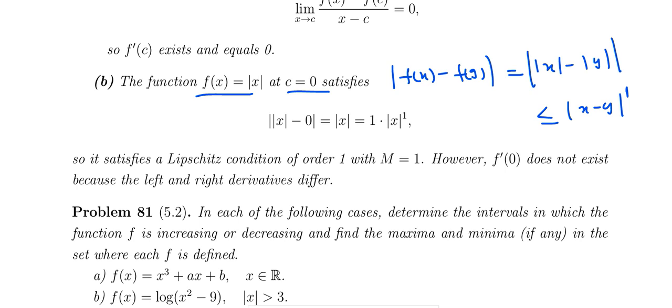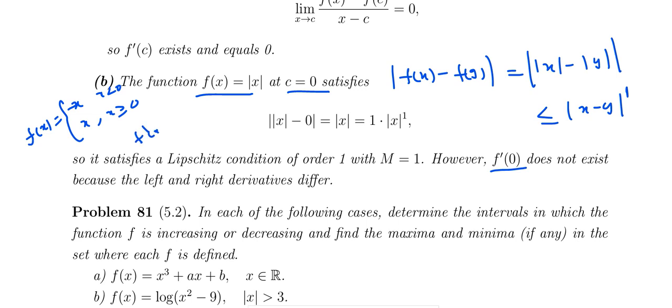Okay, what about the derivative? Derivative at the point 0. At the point 0, f dash of 0 does not exist. We know that about the function. F dash of 0 does not exist. The f of x is equal to minus x for x less than 0, and plus x for x greater than or equal to 0.